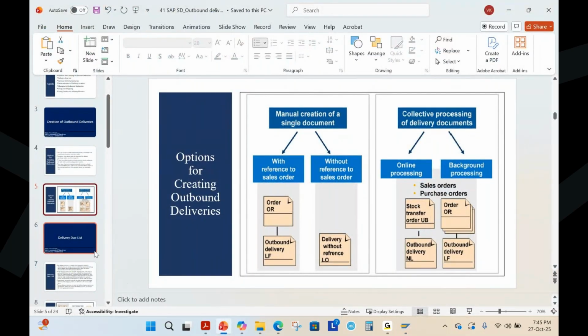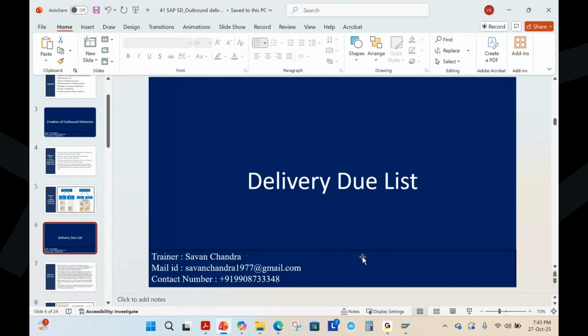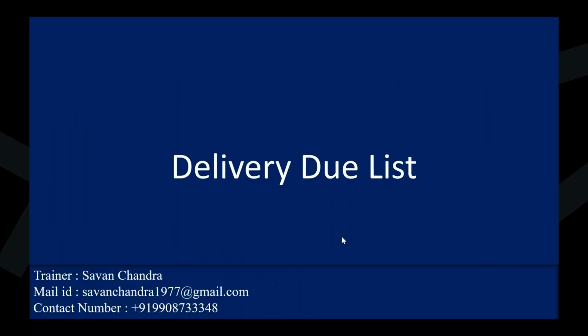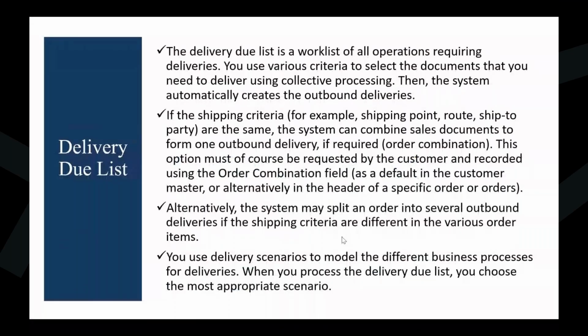So these are the two methods. Okay, now let's move on. Next one is delivery due list. So what is this delivery due list? Delivery due list is a work list of all operations requiring deliveries. You use various criteria to select documents that need to be delivered using collective processing. Then the system automatically creates outbound deliveries. That is what I just explained.